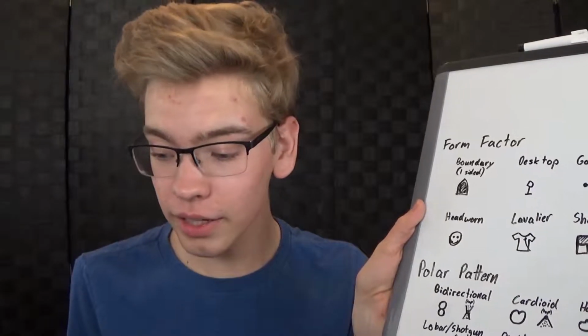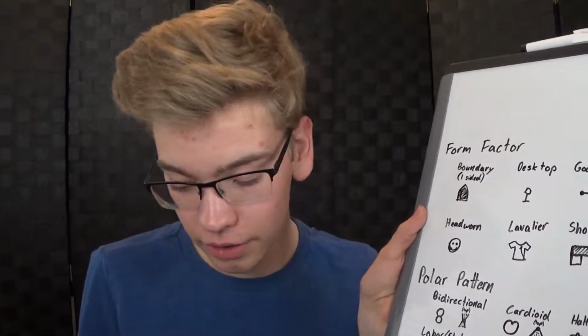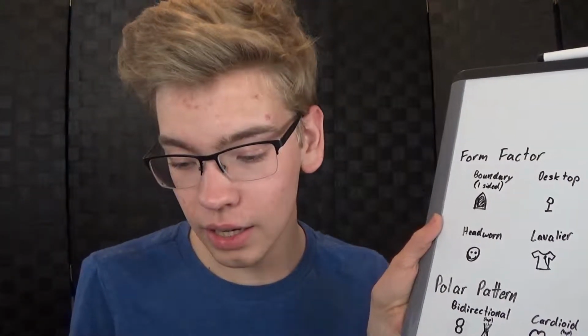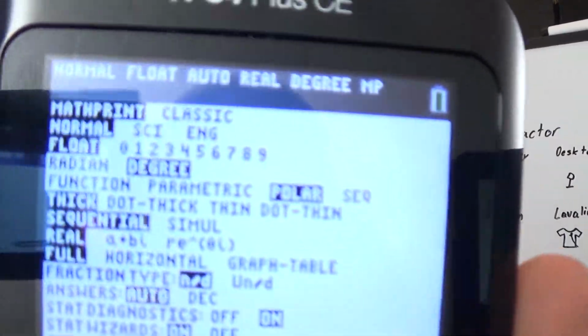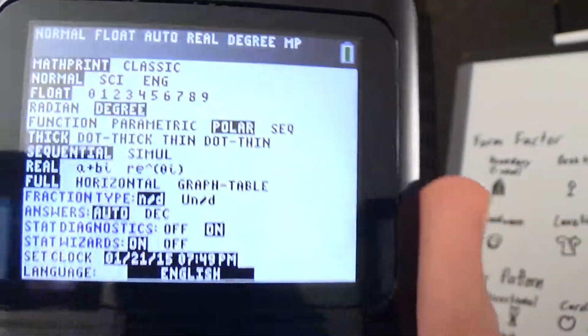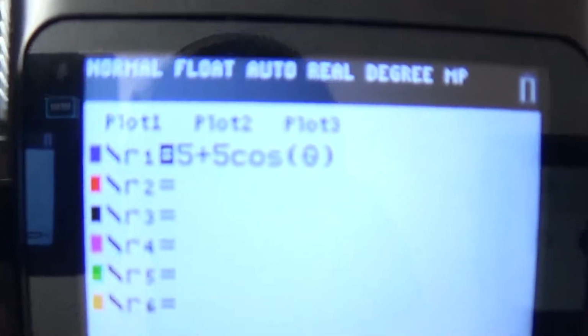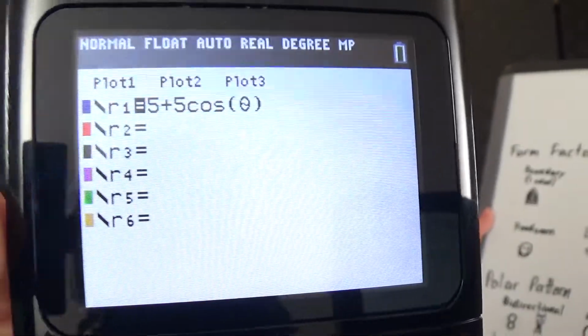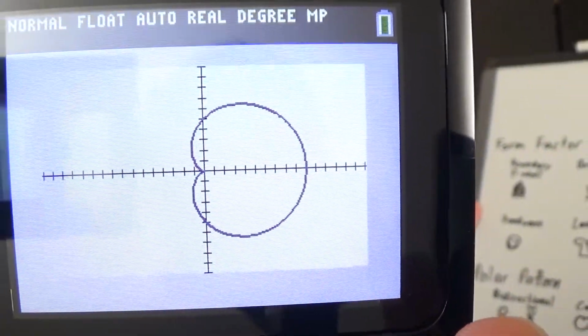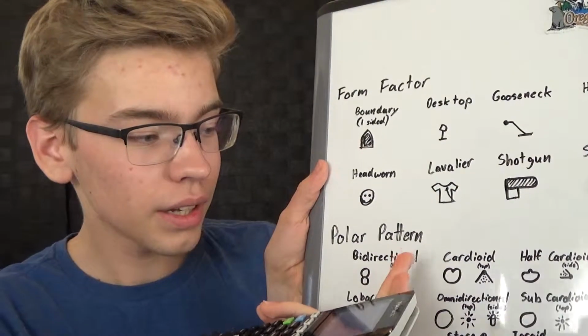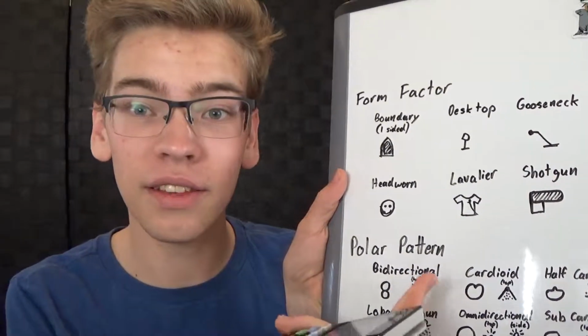You have cardioid, which sometimes we call cardio, because it looks like a heart, and it just gets the front. And how a polar pattern is gotten is, if I whip out my calculator here, and we are in polar mode, you can kind of see that right there. And then if we go into graphing, here's just an equation, and we're gonna graph it, and that's what a cardioid graph looks like. That's what a polar pattern looks like. This is how you get a polar pattern.